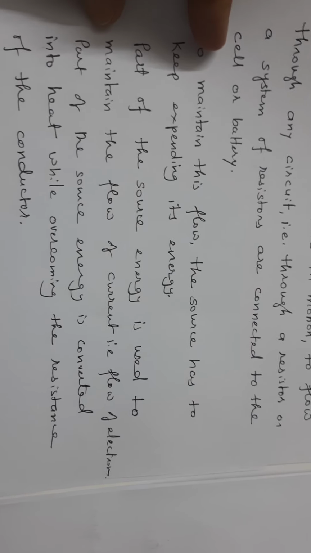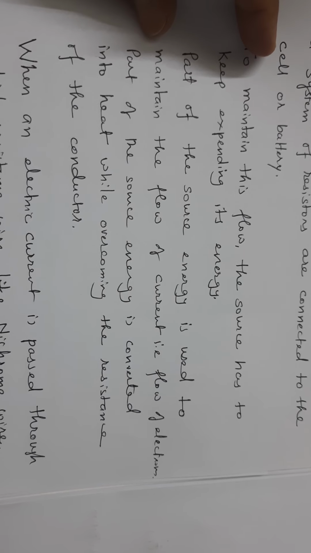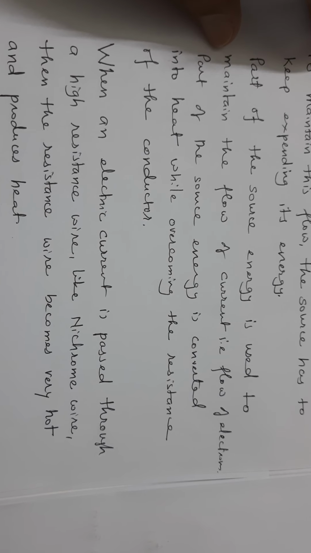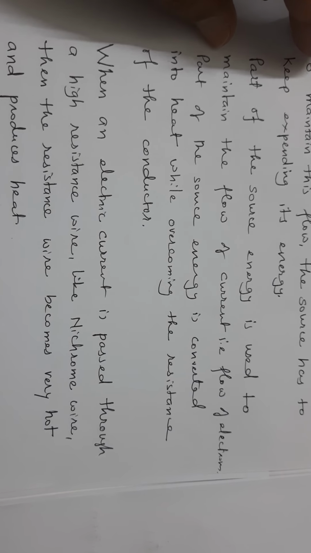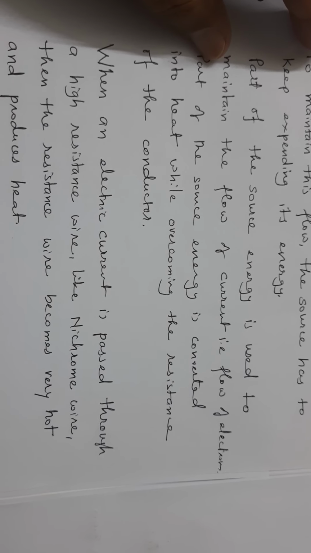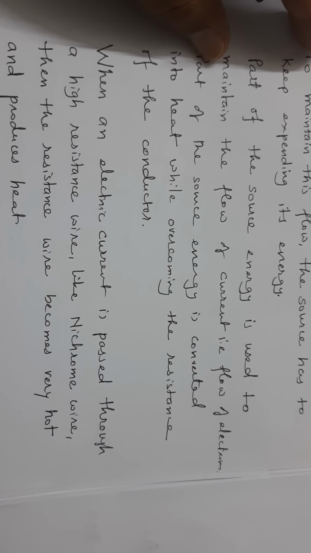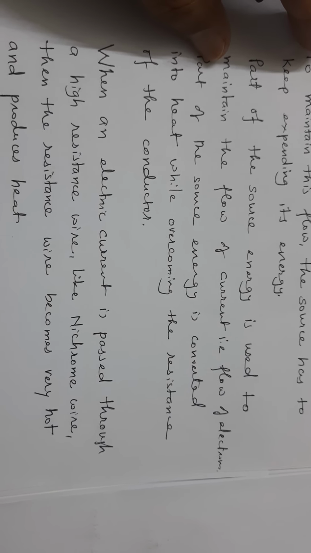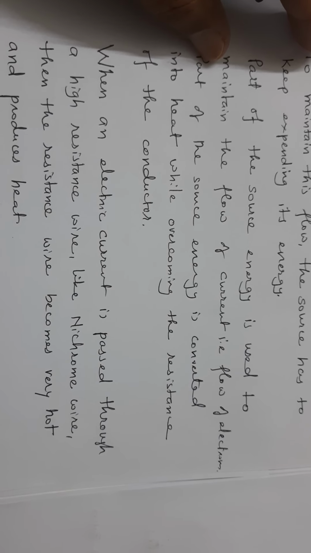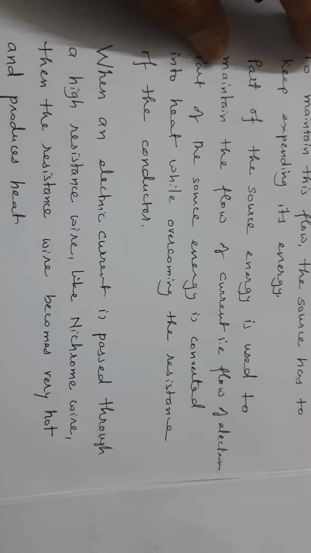So when an electric current is passed through a high resistance wire like nichrome wire, the resistance wire becomes very hot and produces heat, because the resistance offered is more, and that's why that particular wire will get heated up more. The same thing happens in the case of a bulb. The bulb has a filament, and that filament offers very high resistance. So when we allow current to pass, because of the high resistance, that wire gets heated up. So the filament gets heated up.